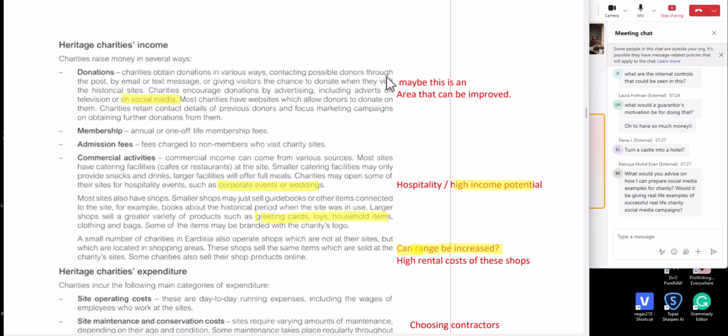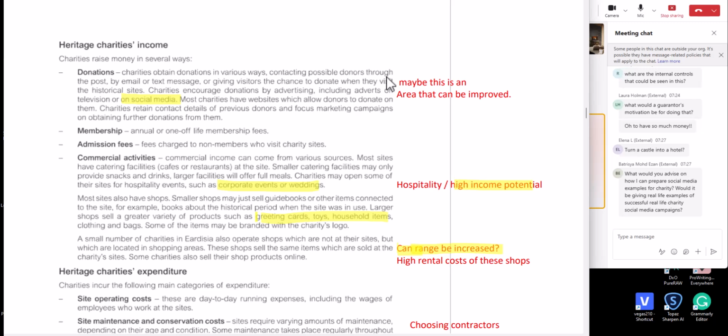Social media, again, look it up. There's lots of examples. You've got to Google it: how do we do social media in a charity? There's lots of examples if you look it up about what you can do. Look it up.